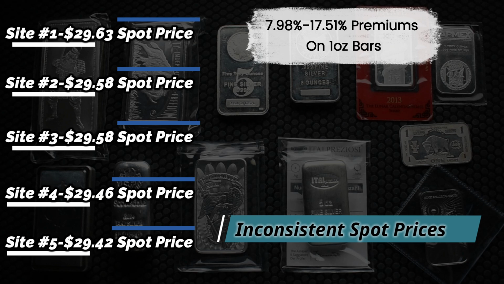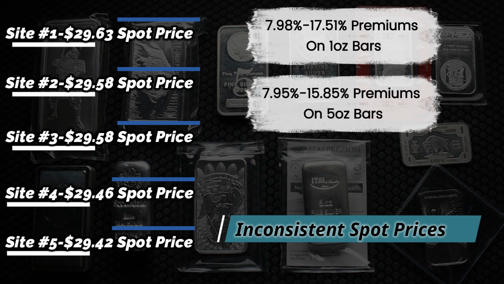The 5 ounce bars weren't much better. The lowest you could get on a premium for a 5 ounce bar on these sites was 7.95%, which is still almost 8%, and it went all the way up to 15.85%. So not really much of a discount, even though you're technically buying 5 times the amount. Still a lot better than 17.51% though.